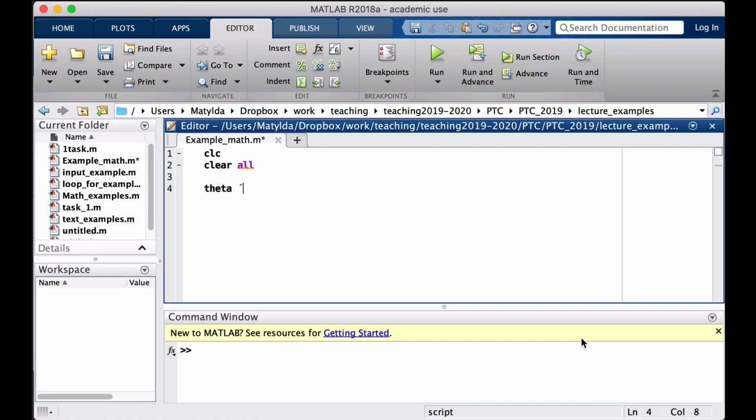I will actually define them. I'll give them some values. Maybe pi over 3 and pi over 4. So now we have our first equation. I will call those left hand side 1 and right hand side 1.